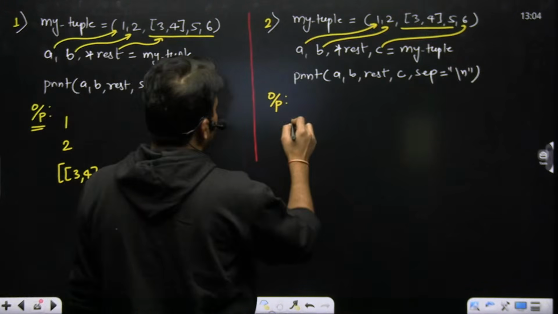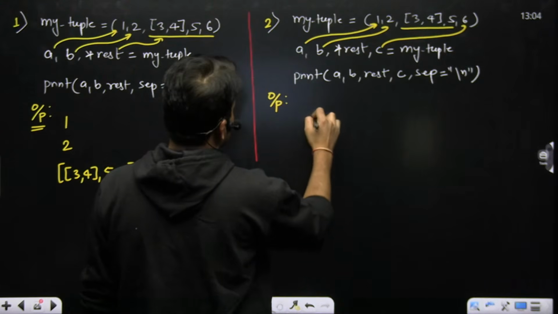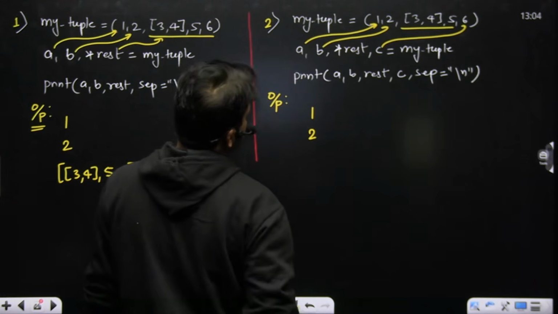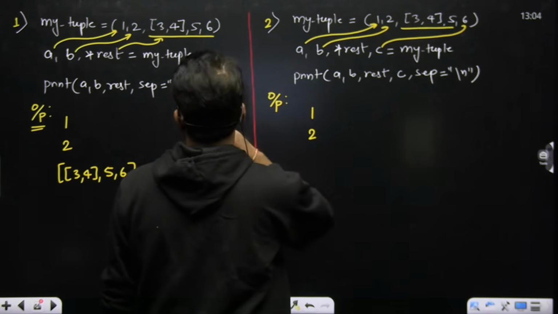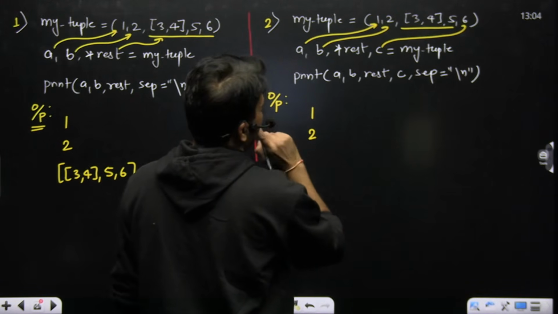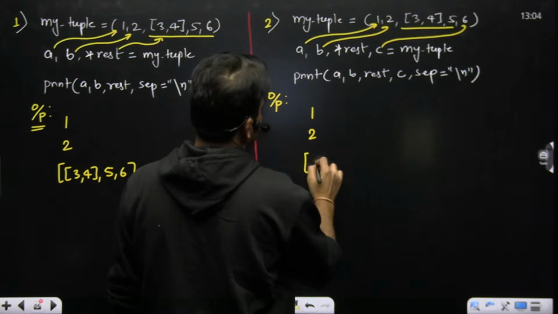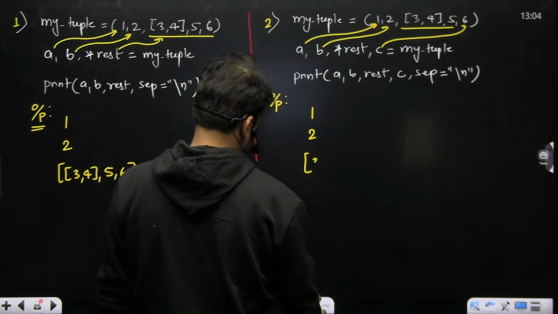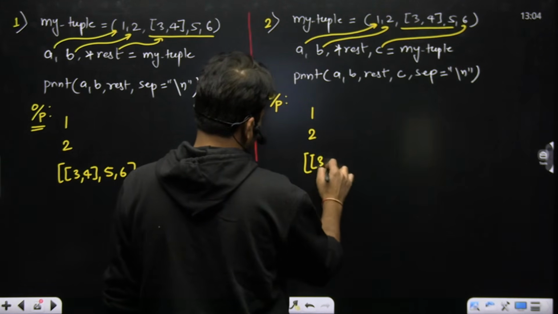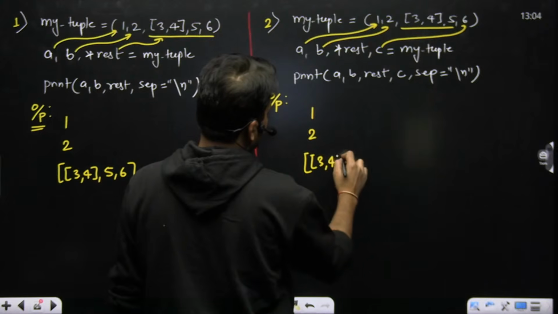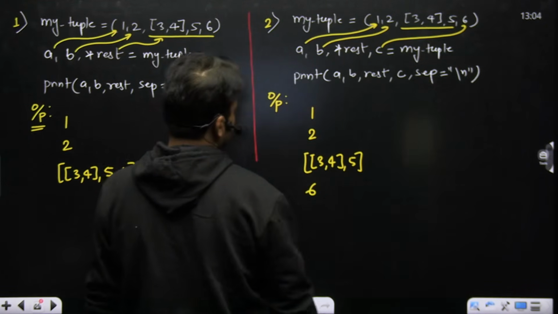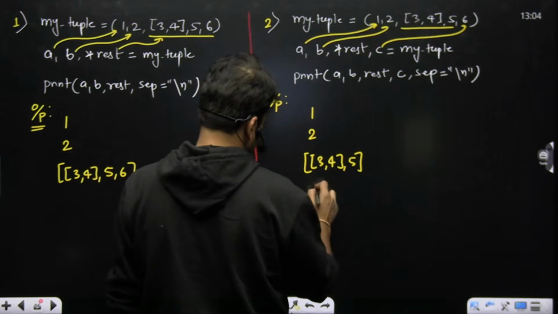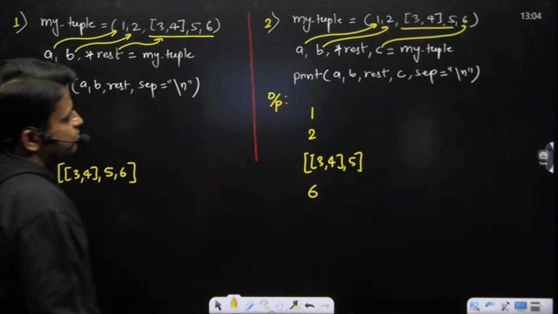Okay, so output: A is what, student? A is 1. B is what? B is 2. And what is rest? Output rest equals to? Rest equals to 3, 4, 5, and C equals to 6. This is the output.